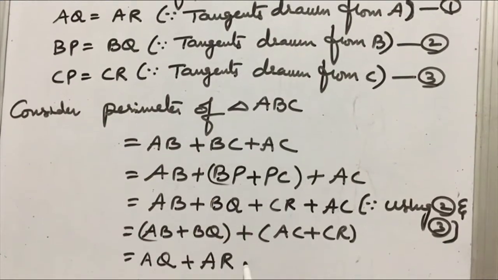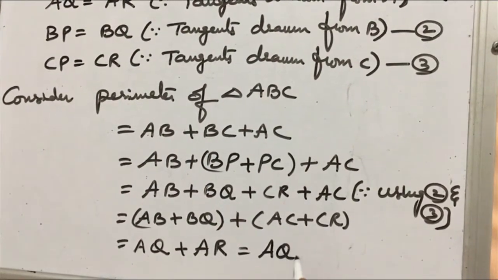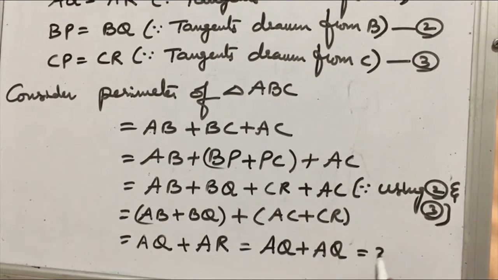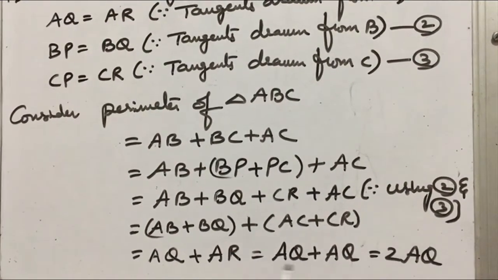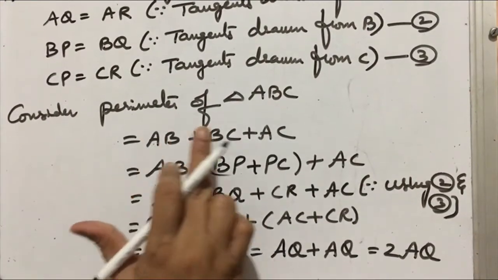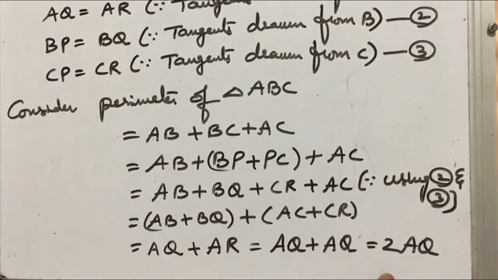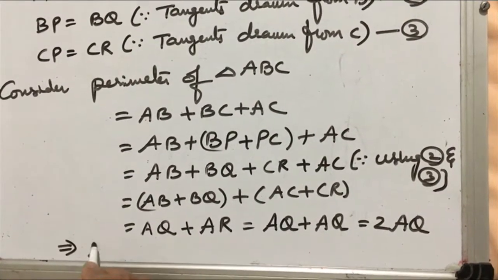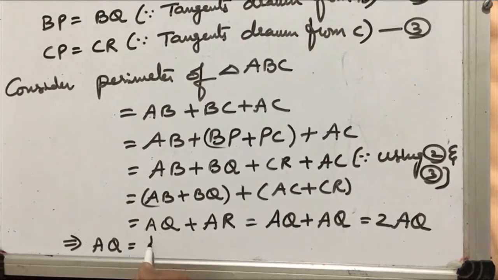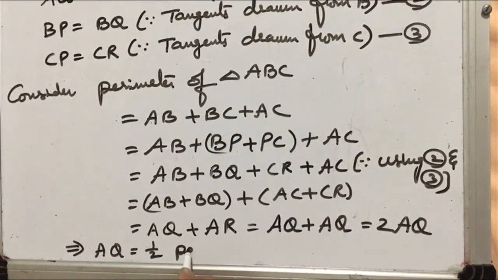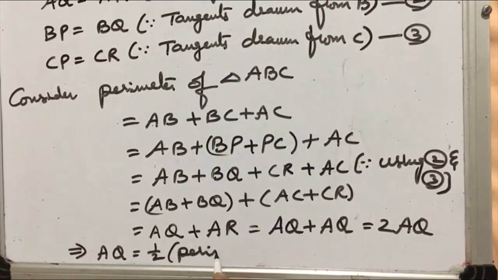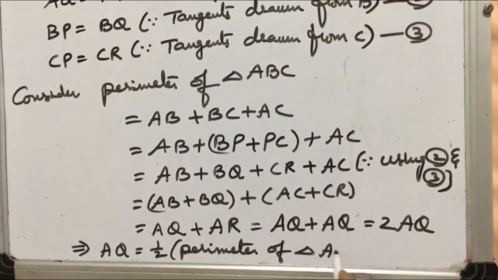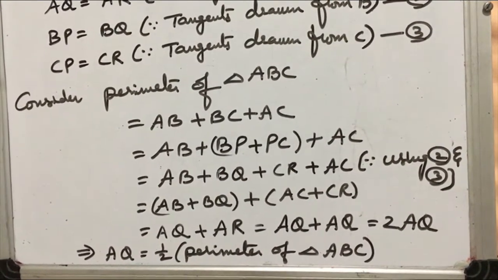So in the AR place, I am writing AQ. It is nothing but 2 times AQ. So what we got is, the perimeter of triangle ABC is equal to 2 times AQ. So you can write this AQ as half of the perimeter of triangle ABC.